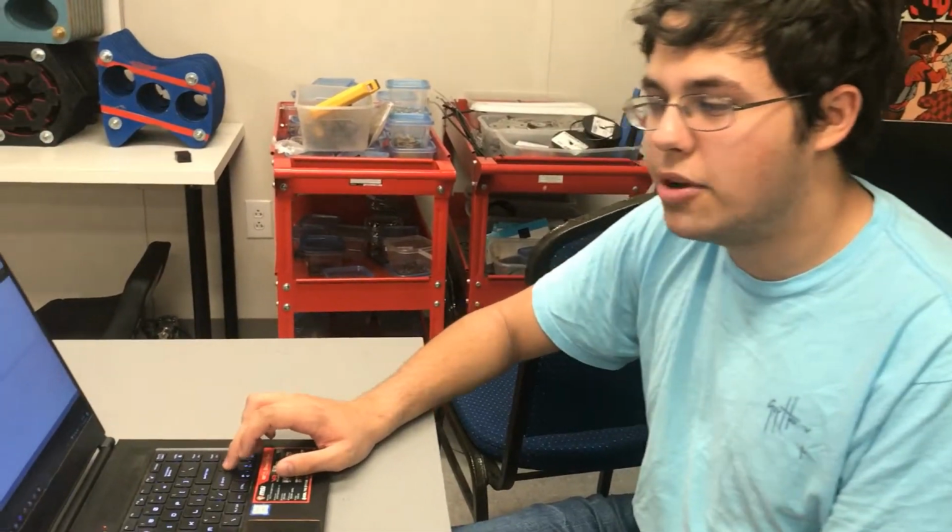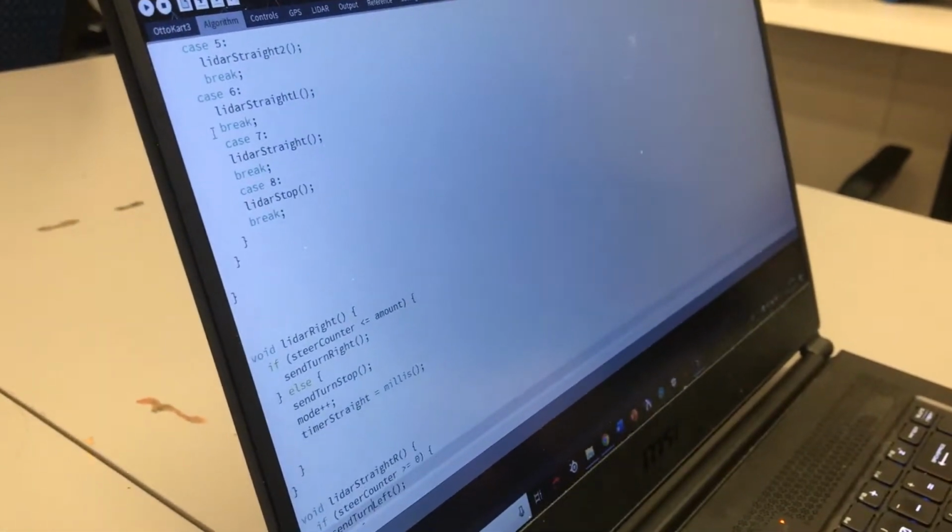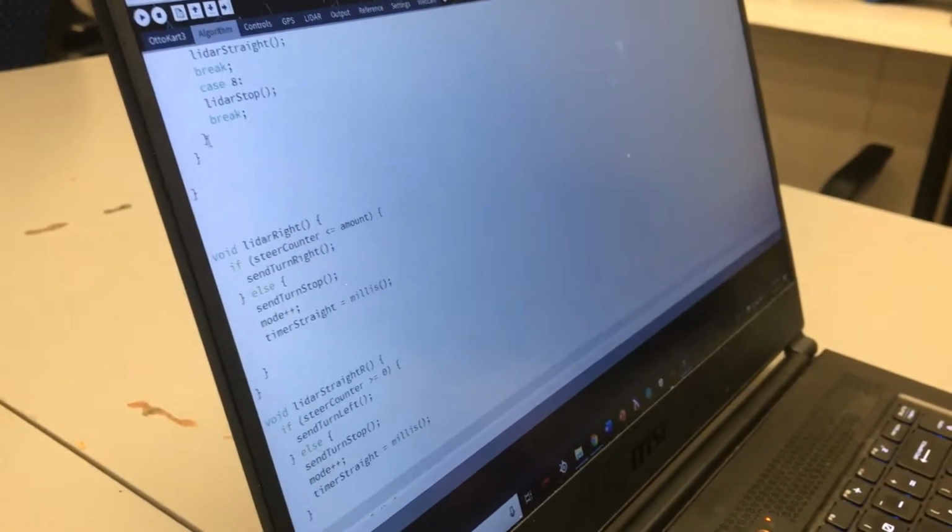As you can see, we have a bunch of helper functions in here. Things like LiDAR left, LiDAR straight 2, LiDAR straight L, and down here, there are the helper functions. Now, they're all very simple, but it's much easier to have them out of the main algorithm instead of in it, because that makes it too long. This way, it just reads them one at a time instead of trying to read them all at once.